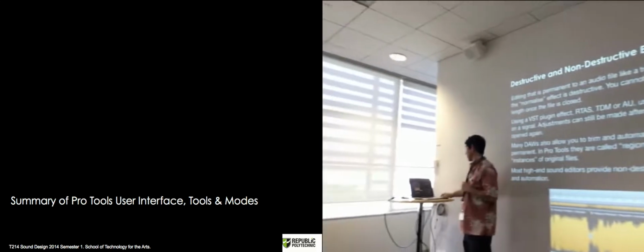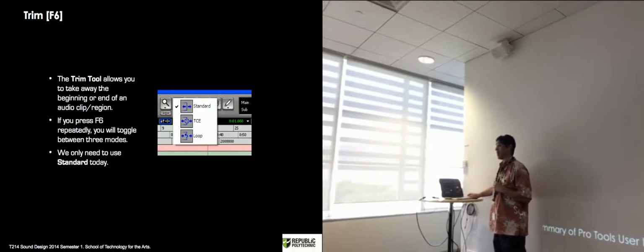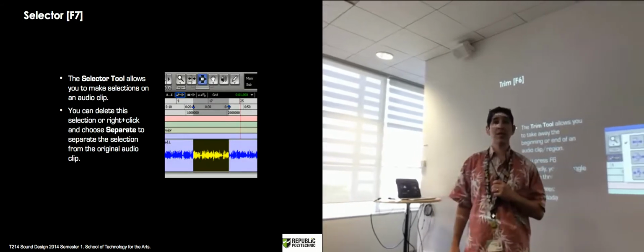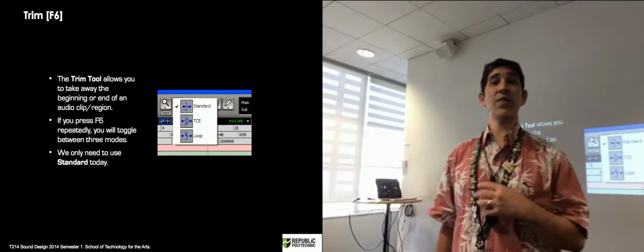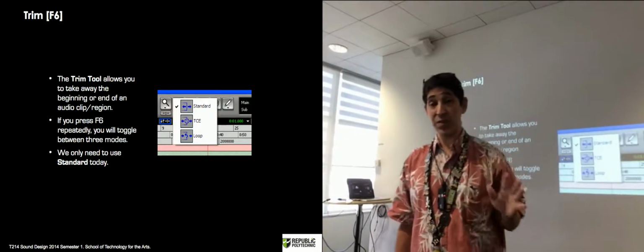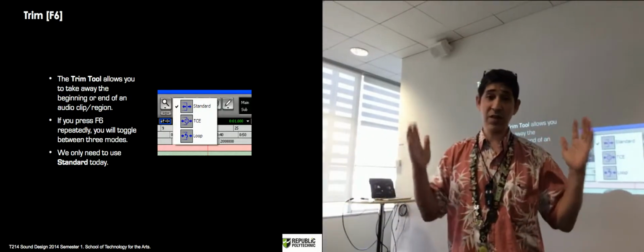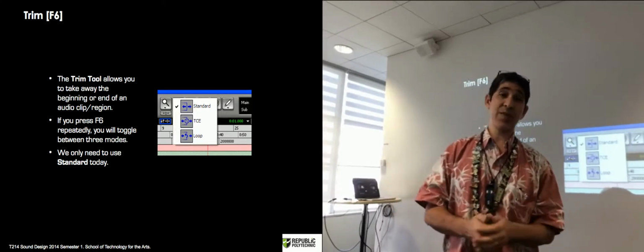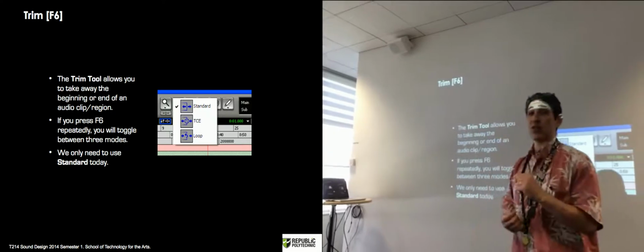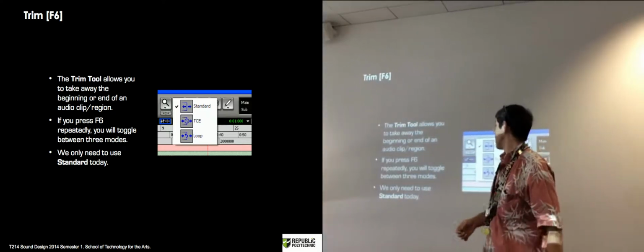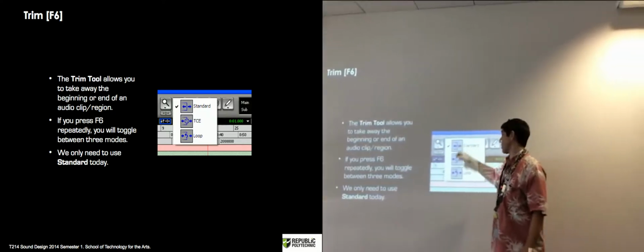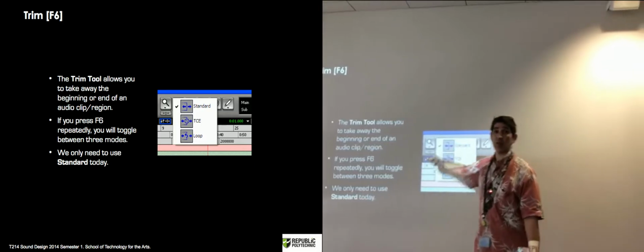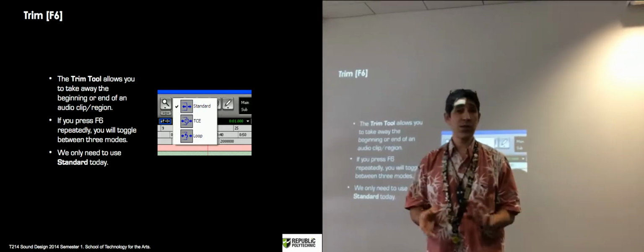So moving on to the summary of the interfaces. Actually, go back here. You have the trim tool, which is an important one. This allows you to adjust the length and to trim out your sound clips. Pressing F6 is a shortcut, and you should get used to shortcuts because that will help you. So you can see the trim. There's several. There's a standard, there's a TCE, and there's a loop. We only want to worry about the standard one today. We don't want to touch those other two. You'll get to them much later.